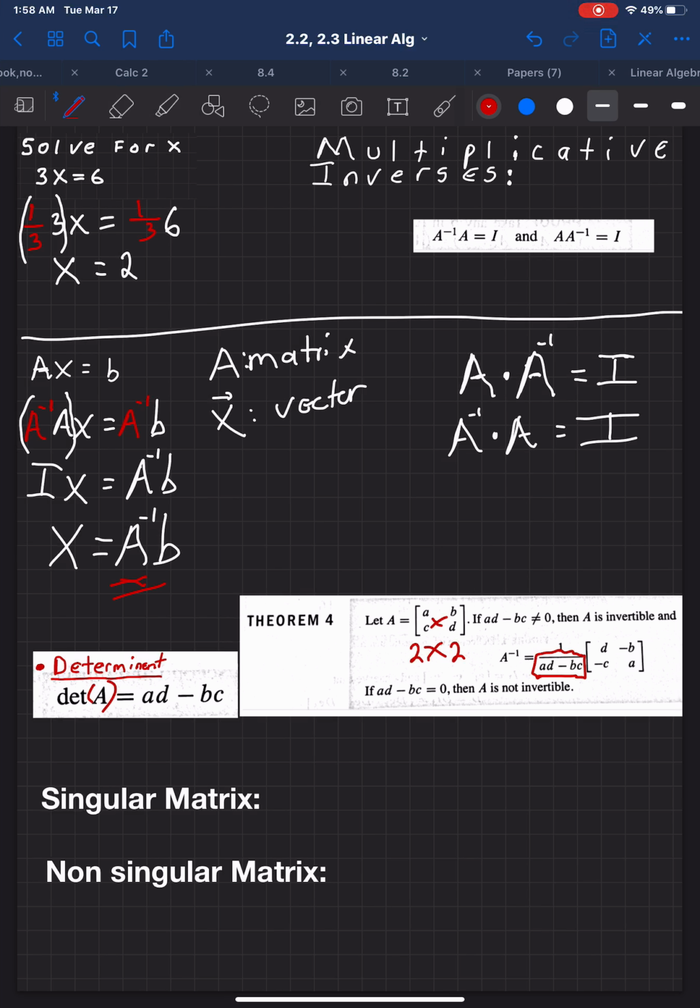All right, let me give you a couple quick definitions. A singular matrix is a matrix that is not invertible. And a non-singular matrix is a matrix that you can find the inverse of. It's an invertible matrix.